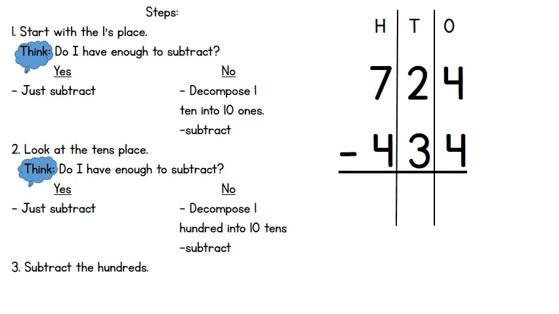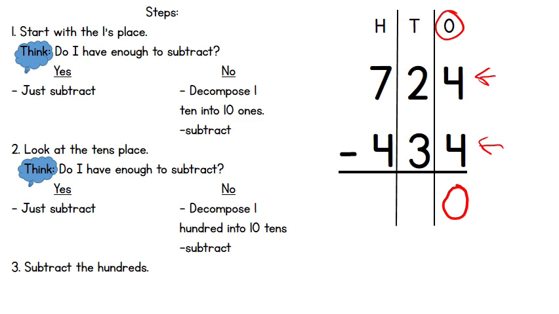Now we're going to subtract 434 from 724. First step is to start with the ones place. I have to think, do I have enough to subtract? So I'm going to look at my ones place, which is right here. I have a 4 and a 4. Those numbers are the same. So my poem says if they're the same, then zero's the game. So I know I'm going to write a 0 in the ones place.